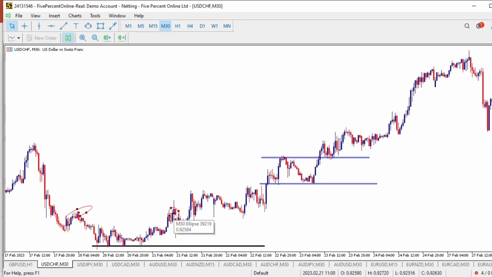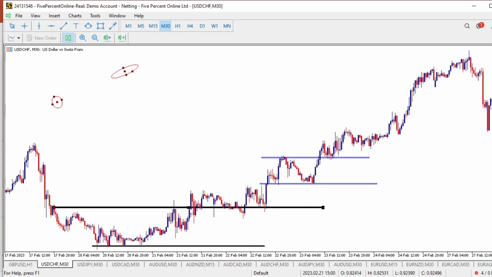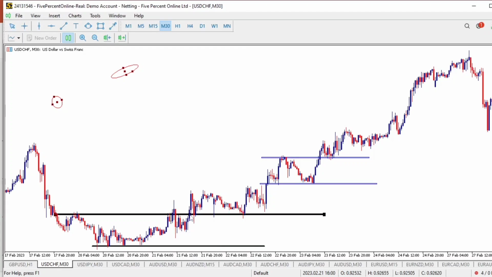From this level, from this level, from this level, you can see rejection, rejection, rejection, rejection. Now, with this, I can decide to put my resistance level around this place. Okay? Now, if this is my support, that is the floor, then this is my resistance, which is the ceiling.